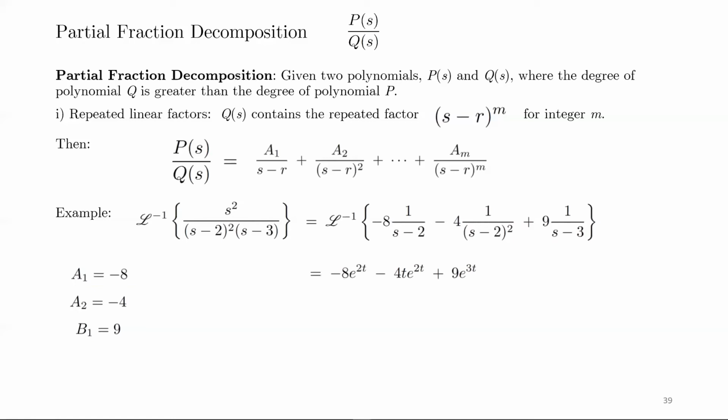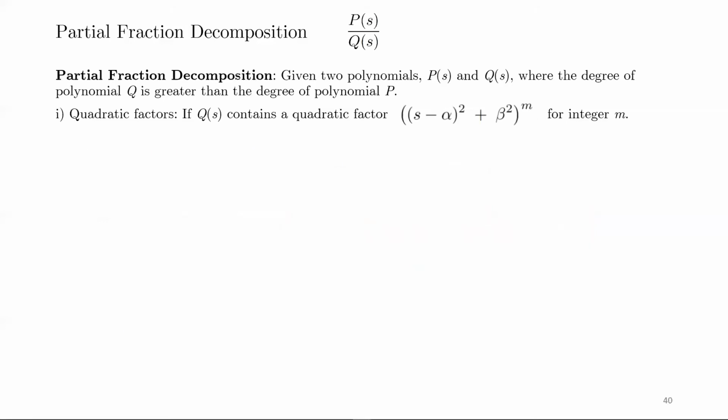Okay, so we've looked at two cases now. We've looked at linear factors, which were discrete, not repeated. We've looked at repeated linear factors, and now we're going to look at quadratic factors. So if Q of s, that's the denominator of this ratio up here, contains a quadratic factor, alpha and beta here are just real numbers. They can be any real number. M is a real number, but it's also an integer.